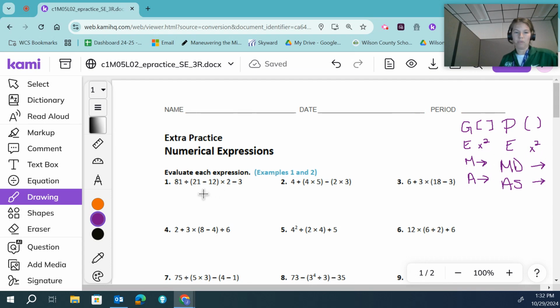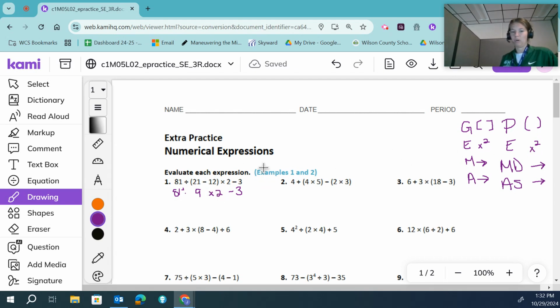We're going to take a look at a couple of these problems. 81 divided by parenthesis 21 minus 12 close parenthesis times 2 minus 3. So we follow this, grouping symbols first. We're doing 21 minus 12 first, so we're rewriting the entire problem. 81 divided by, and then 21 minus 12 is 9, times 2 minus 3. Because we did everything inside that parentheses, we can eliminate the parentheses now.